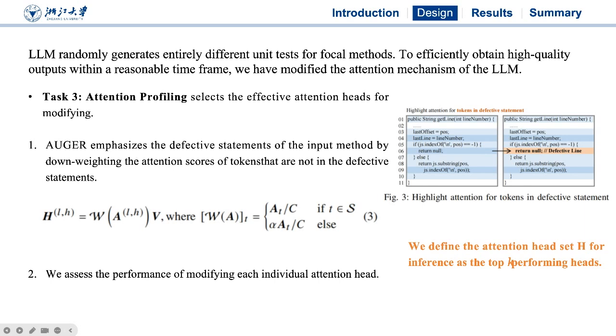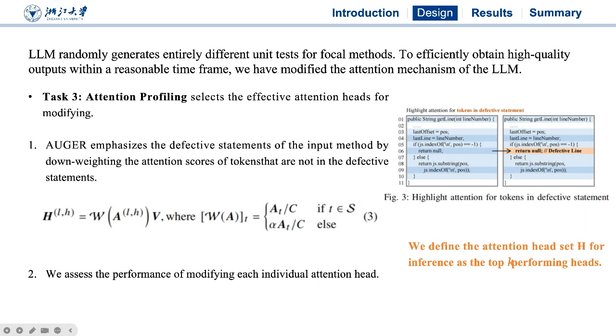Specifically, we conducted subsampling from the Defects4J dataset. After that, we need to define how to modify the attention of the LLM to make it focus on the specified statements. We increase the attention to defective statements by reducing the attention score of non-defective statements in the input method. Formula 3 modifies the model's attention by reducing the attention score of tokens in non-defective statements.